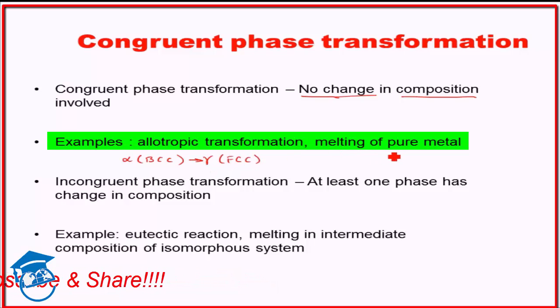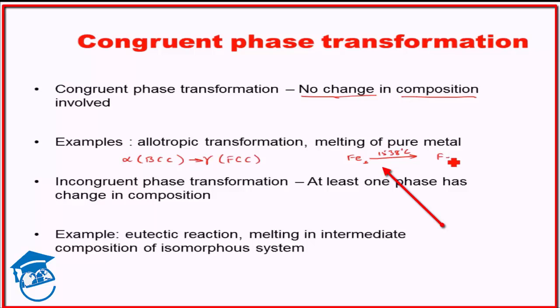Again, the melting of a pure metal. Let's say we have pure iron and we heat it to 1538 degrees Celsius. This is solid, and we get iron in the liquid form. Iron remains iron, this is 100% iron, this is 100% iron, there is no change in composition, but there is a change in phase from the solid to the liquid phase. Therefore this transformation is also a congruent phase transformation.